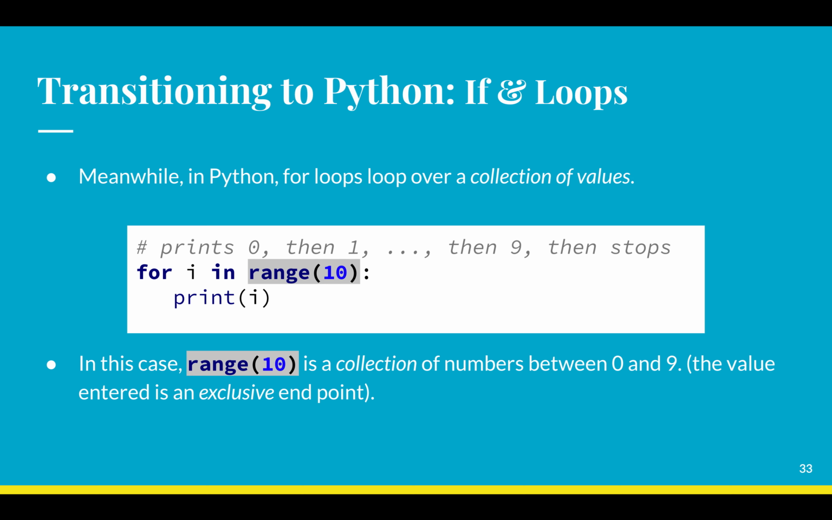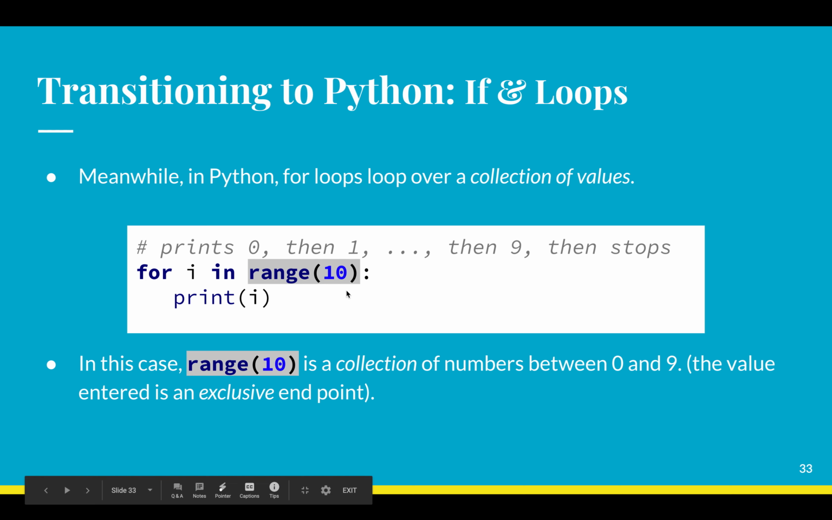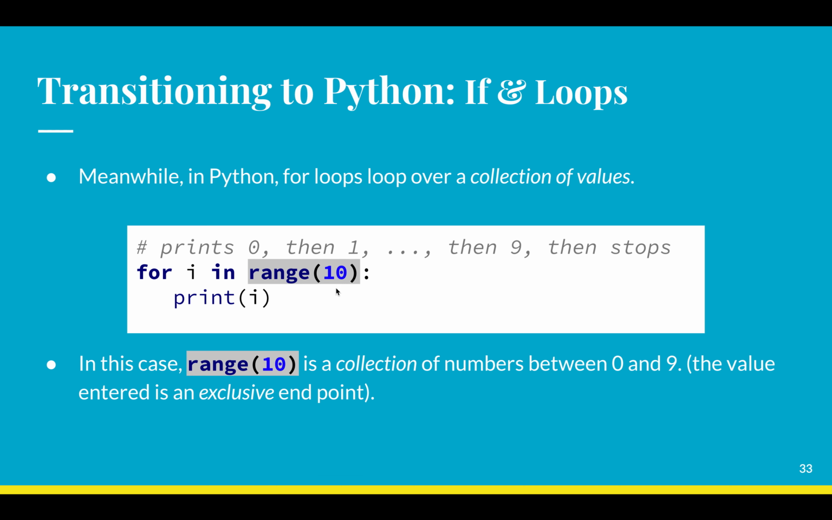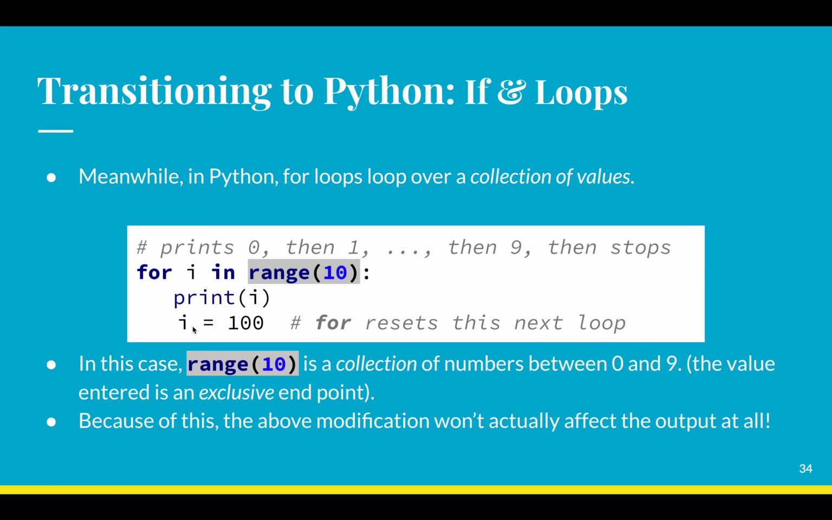So this range 10 thing basically returns an ordered collection of numbers between 0 and 9 inclusive. Note that the 10 here is exclusive. In other words, we don't go up to 10. And since we only specified one argument to the range function, we implicitly begin at 0, which is inclusive. So this code here would print 0 through 9, each number on a different line, and then the for loop terminates. Therefore, if we say i equals 100, this does absolutely nothing, because i is equal to 0, we print 0, we set i equals 100, but then i gets incremented to the next value in this collection of values, which is 1.